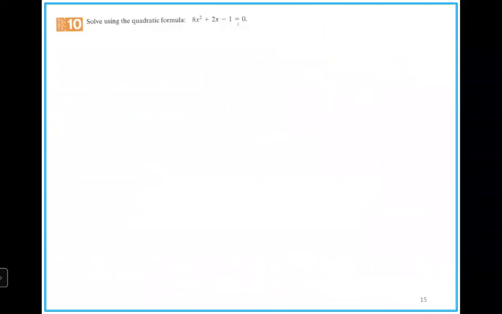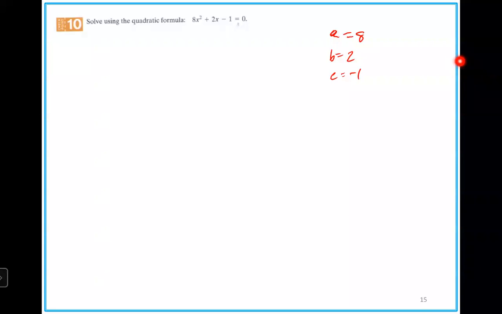Okay, so let's look at this one here, checkpoint 10. For this one, what is a? A equals 8, b equals 2, and c equals -1. Okay. All right.